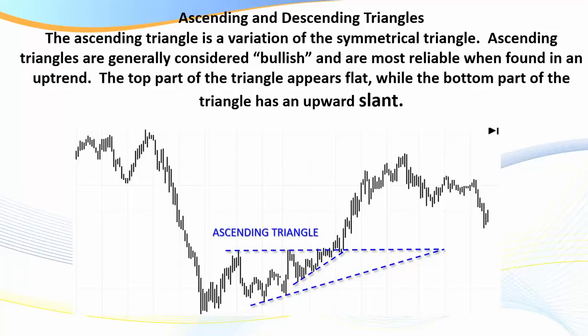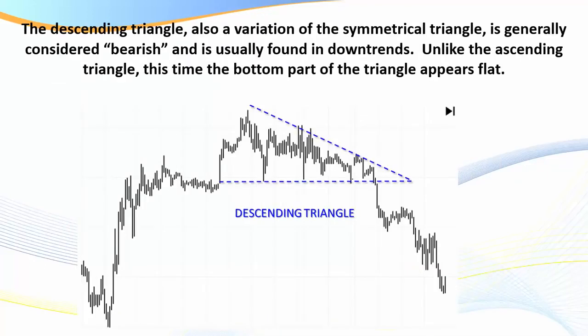Now, I must say also, when you draw a pattern or a triangle or a double bottom or double top, it really doesn't matter. Close enough is good enough. They don't have to be perfect, so just be aware of that. Now, if we take the descending triangle, it's also a variation of a symmetrical triangle. It's generally considered bearish and is usually found in downtrends. Unlike the ascending triangle, this time the bottom part of a triangle appears flat.